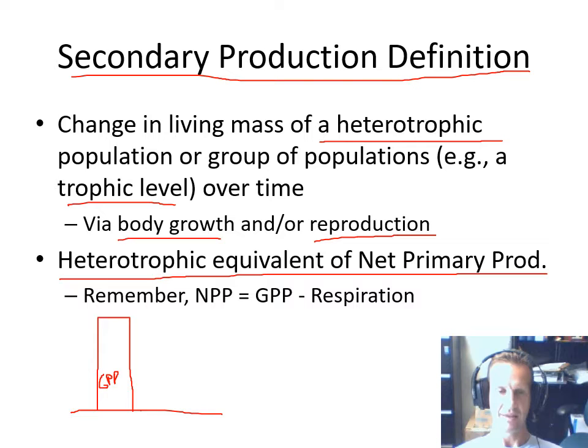But then you have to account for the fact that there's respiration going on all the time, and a lot of the organic matter is being respired even by the plants. They need to burn some of their own organic matter to keep themselves alive. So the resulting net primary production is some lesser amount than the gross primary production.